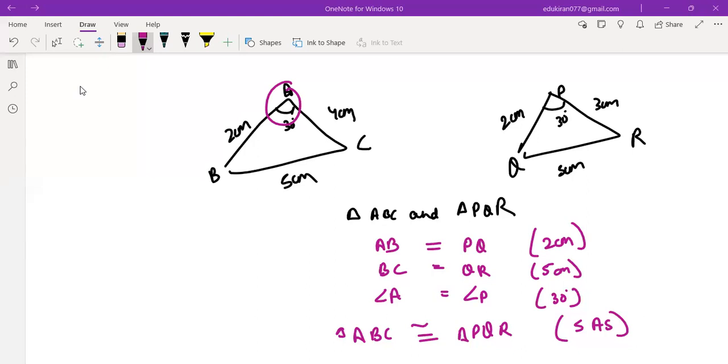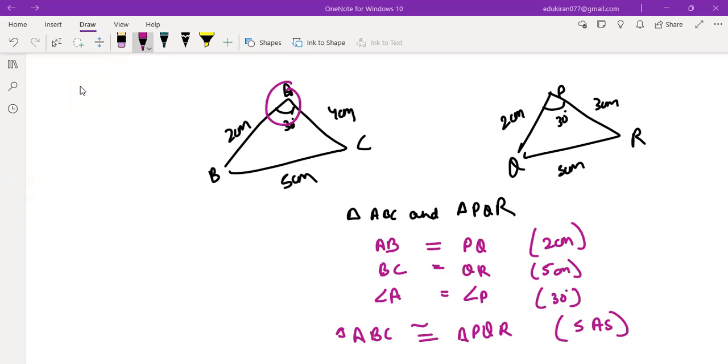Okay. Yes, ma'am, but if they ask is the SAS rule applied over here, what if they ask the reason, what should we say? You can say that yes, two sides, as we can clearly see that two sides are equal. That means AB is equal to PQ and AC is equal to PR, whatever is given. And one angle is equal. That's why the SAS criteria is being applied here.